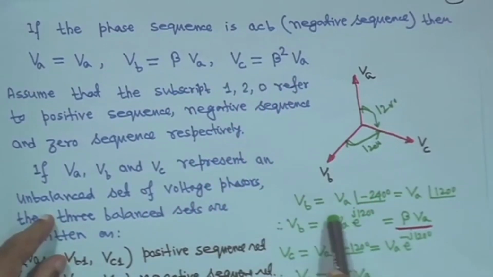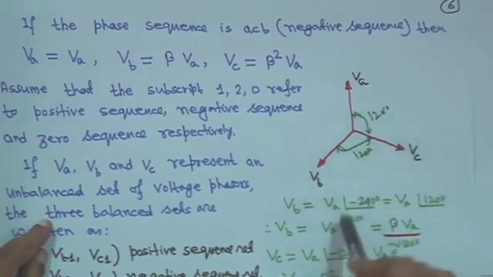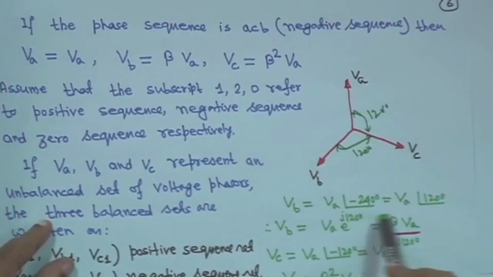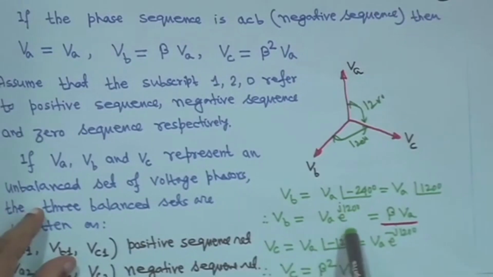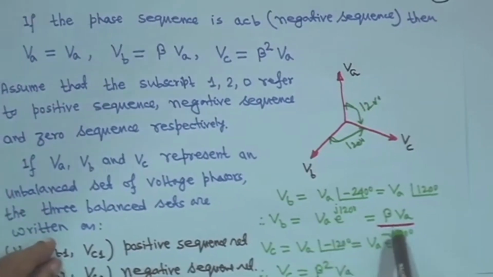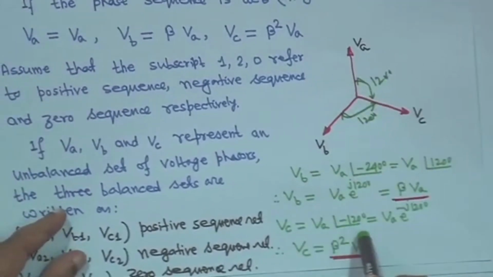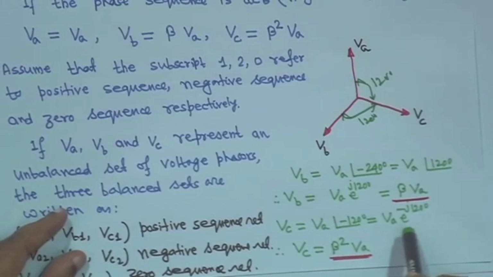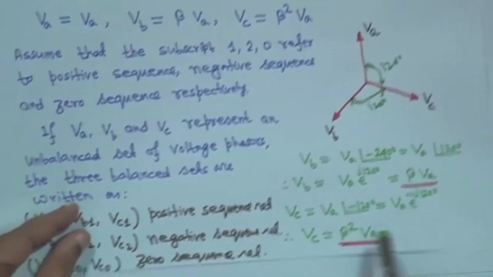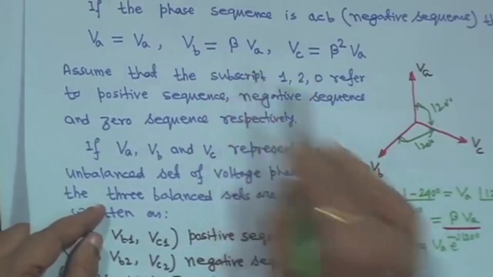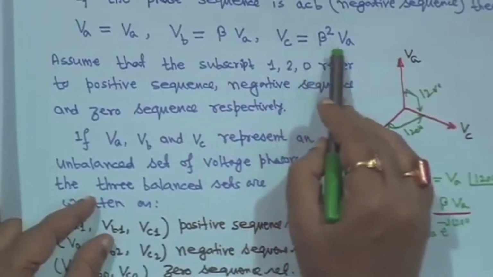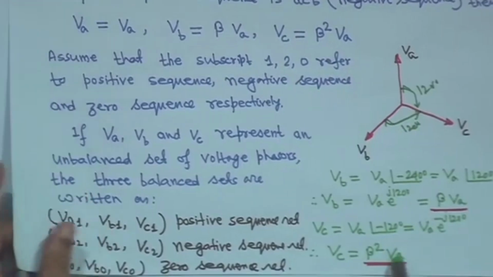Therefore, VB lags VA by angle minus 240 degrees, that is actually VA angle 120 degrees. So VB is equal to VA e to the power j120 degrees, that is beta VA. Similarly, VC is VA angle minus 120 degrees, which lags VA, equal to VA e to the power minus j120 degrees, that is VC is equal to beta square VA. So VB is equal to beta VA here and VC is equal to beta square VA.